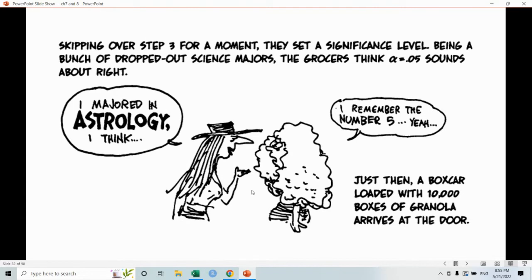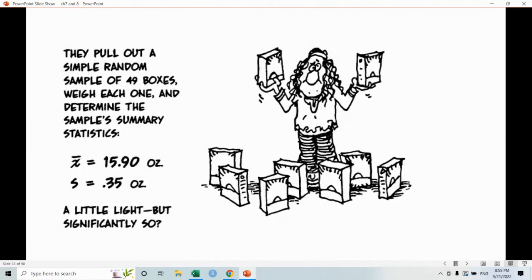So just then a boxcar loaded with 10,000 boxes of granola arrives at the door. They pull out a random sample of 49 boxes, weigh each one, and determine the sample's summary statistics. The x-bar, or sample mean, is 15.90, which is less than the 16 ounces, right? But is that statistically significant?